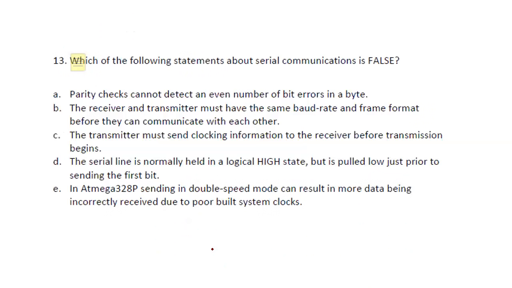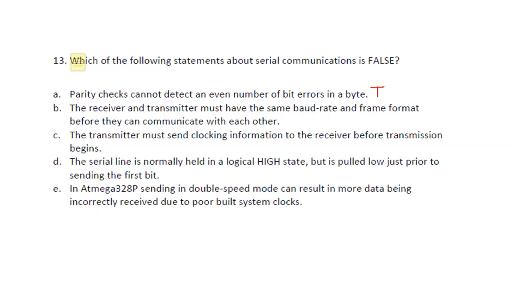For question 13, which of the following statements about serial communications is false? Parity checks cannot detect an even number of bit errors in a byte. This is true. I've discussed this in our class, both in the studio and the tutorial. When there's a 1 bit change, you can detect it, but the moment there's another bit change, it's like two negatives cancelling each other out, so you will not be able to detect it just by using parity checks alone. So this is true.